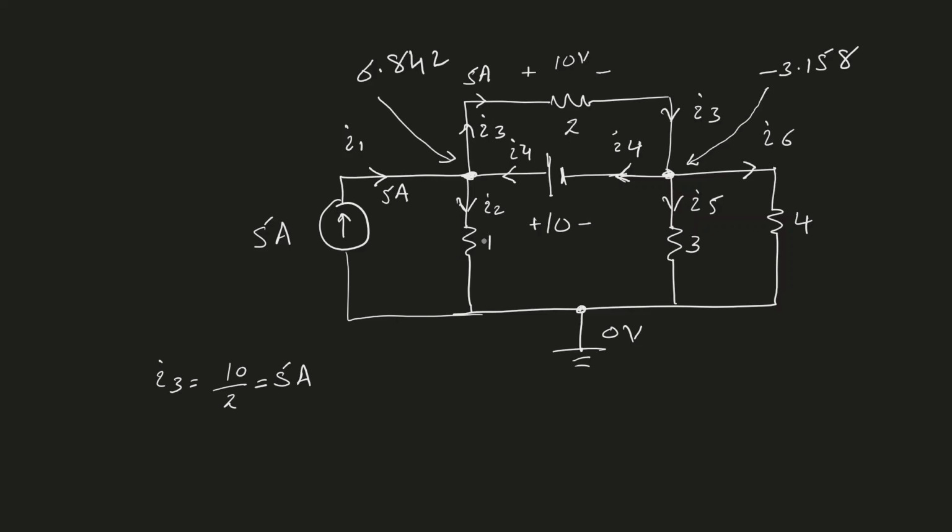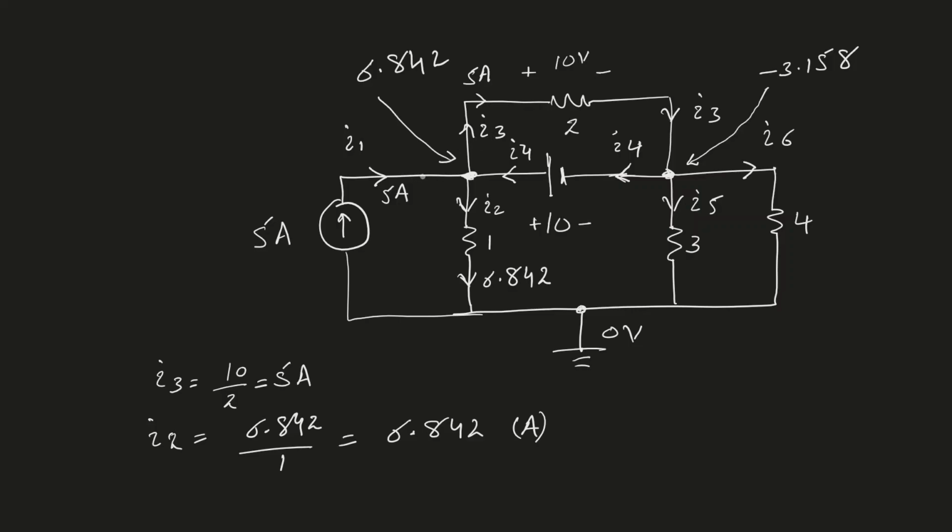Now let's look at I2. I2 is the voltage at node 1 divided by the 1 ohm resistor. So it is 6.842 divided by 1, which is 6.842 ampere. So this is the amount of current that is leaving node 1. So I can say that I2 is now 6.842. All right, so let's take a look at these three currents. I3 is 5, I1 is 5, and I2 is 6.842.